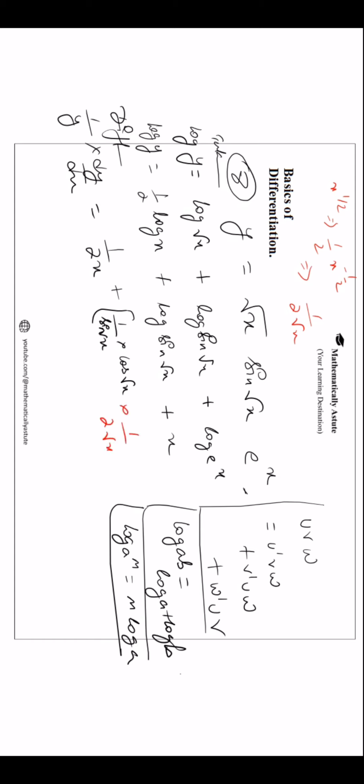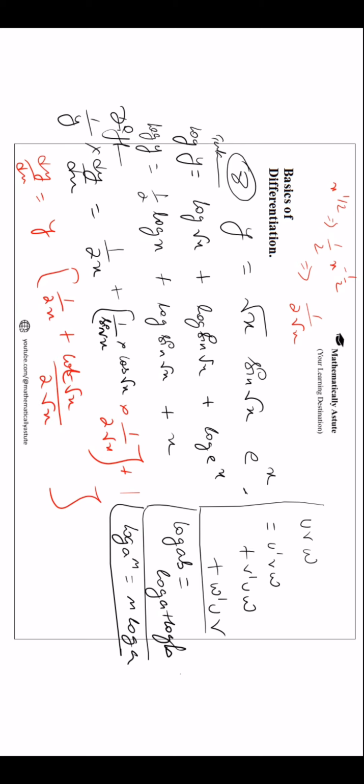Now the differentiation of x is 1. So dy by dx, you can write the value of y. The value of y is root x sine root x e to the power x. Instead of y you will be writing this thing. Now again 1 by 2x is there. We know cos by sine is cot. So this is cot root x divided by 2 root x. This is our required answer.